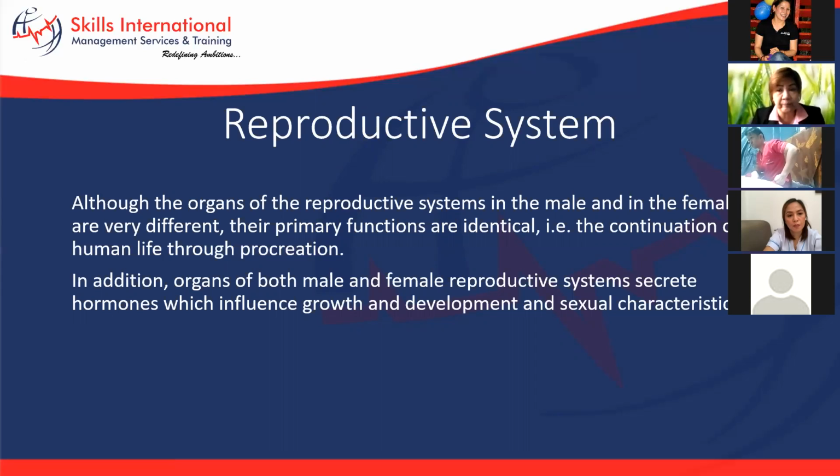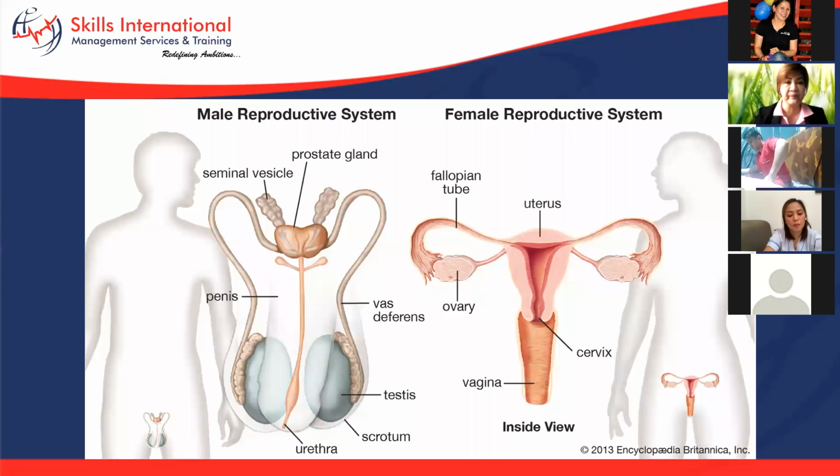So in addition, organs of both male and female reproductive system secrete hormones which influence growth and development and sexual characteristics. So sila, ginagamit itong reproductive system from the male and the female kasi ito yung nagbibigay sa atin ng production or procreation of life. Nakikita natin dito yung ating male reproductive system at saka yung female reproductive system. Pareho ng function but it differs dun sa structure.